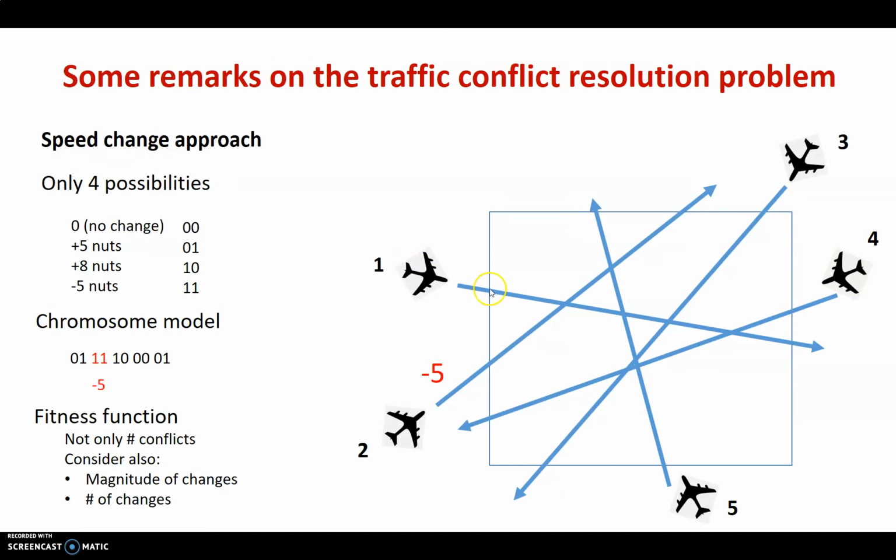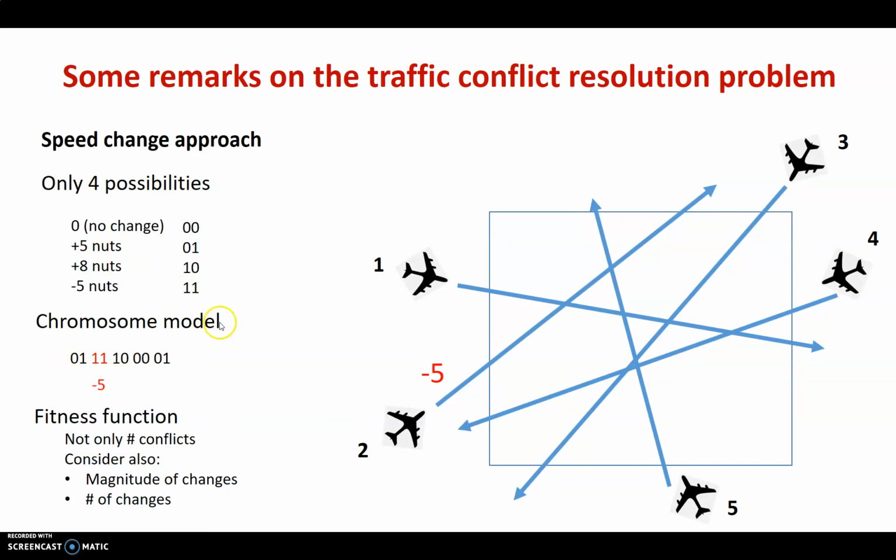based on a speed change. Each flight will change, or may change, its speed when entering the sector, and we may consider only 4 possibilities: no change, increase the speed 5 knots, increase 8 knots, or reduce speed 5 knots. So 2 bits would be enough to specify which of these possibilities should be applied to one flight. So with this decision we can build the chromosome.